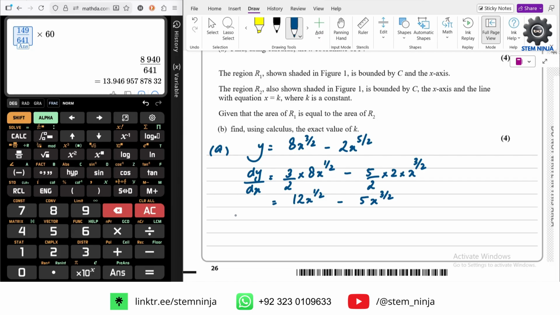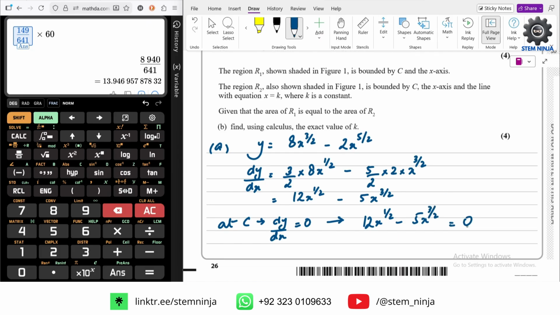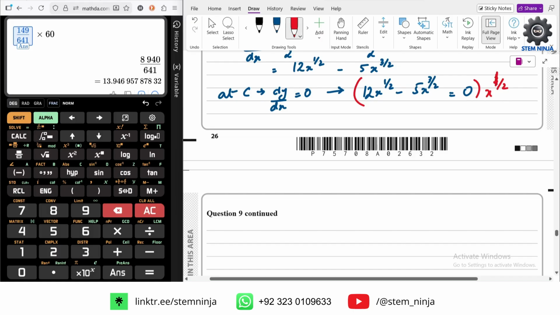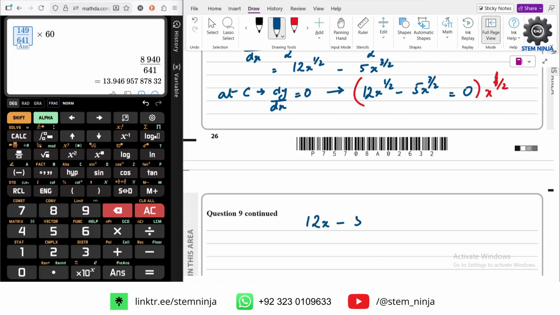So we want to find out P. At P, dy by dx is 0, so 12x^(1/2) minus 5x^(3/2) is 0. To remedy the fractional powers, we multiply both sides by x^(3/2). Sorry, half would be fine also. So this would become 12x^(1/2+1/2) minus 5x squared equal to 0.